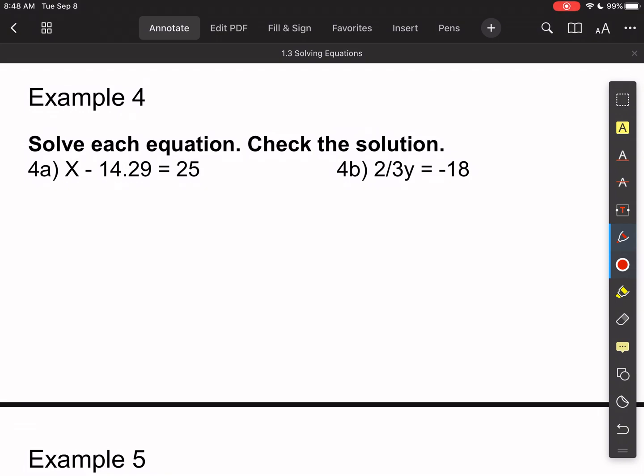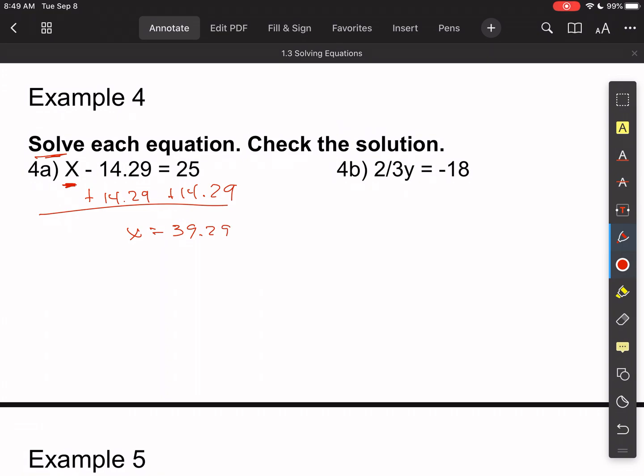Okay, so using opposite operations, going back to our algebra 1. So if I want to get x by itself, that's really what I'm trying to do when I'm solving, right, is trying to figure out what x is. So I'm trying to get x by itself. So here I'm going to do the opposite operation. I'm going to add 14.29 to both sides. And then I'm going to have x is equal to 39.29.